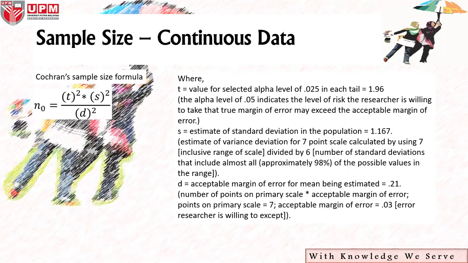And then d equals to acceptable margin of error for the mean being estimated, which is equals to 0.21. How to calculate: 7 divided by margin of error proposed by Krejcie and Morgan for continuous data, which is 3%. So 7 bahagi dengan 0.03. Sorry, bukan bahagi, darab. 7 multiplied by 0.03 equals to 0.21. Okay, dapat tak? Okay.